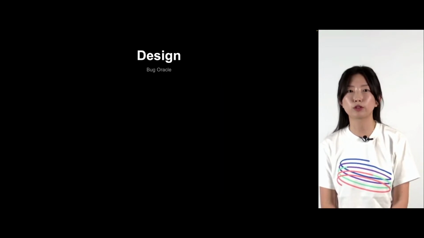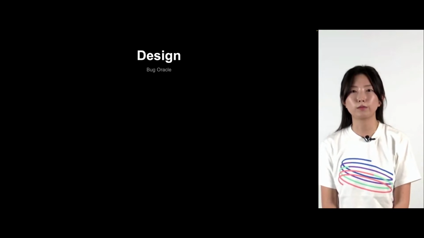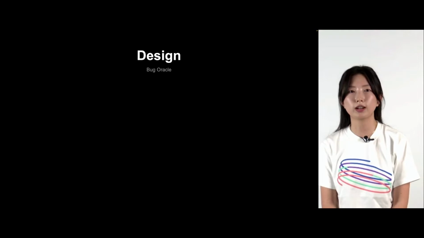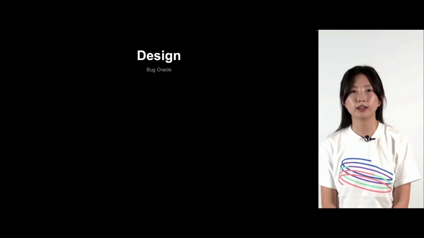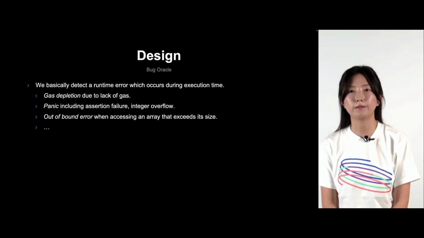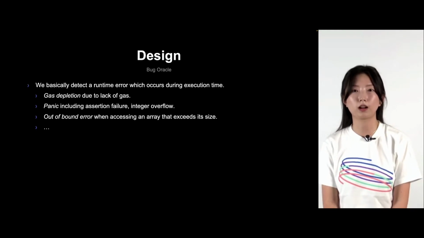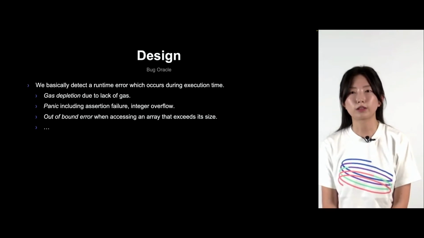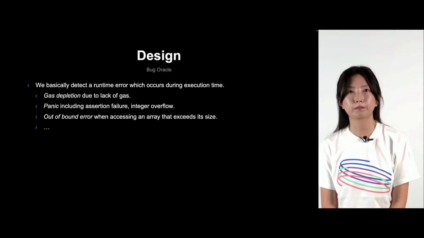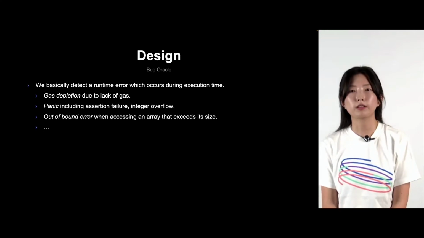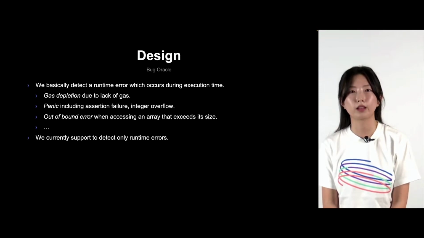I talked about the bugs. They cannot all be caught. For address bypass, you need deeper analysis. Simple execution does not find out which bugs are there. So basically, during the execution time, we detect the errors. In order to execute the smart contract, you need gas, so there could be gas depletion due to lack of gas, and there could be panic, including assertion failure and integer overflow, and you could have an out-of-bound error when accessing an array that exceeds its size. We can only detect runtime errors, so we need further work on the bug oracle.